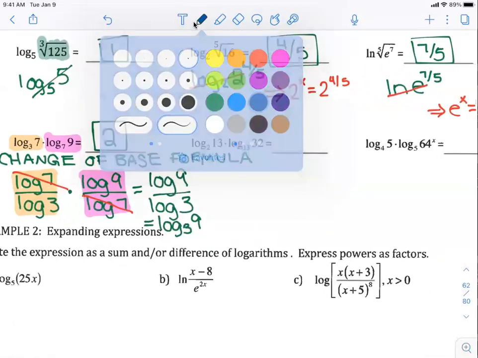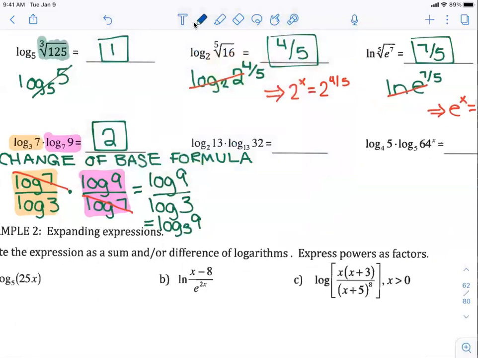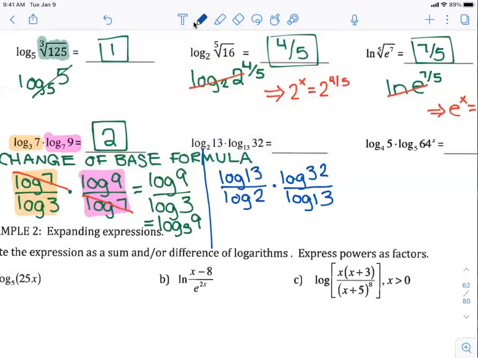All right, I'm going to go ahead and change colors here. So same idea for the second one. I'm going to go ahead and simplify each one. So I've got log of 13 over log of 2. Again, I'm using the change of base formula because my bases are different. That should be the key to you. I have a base 2 and a base 13, so you can't use any of the rules that we used before. But once again, we set the problems up very nicely for you so that something cancels.